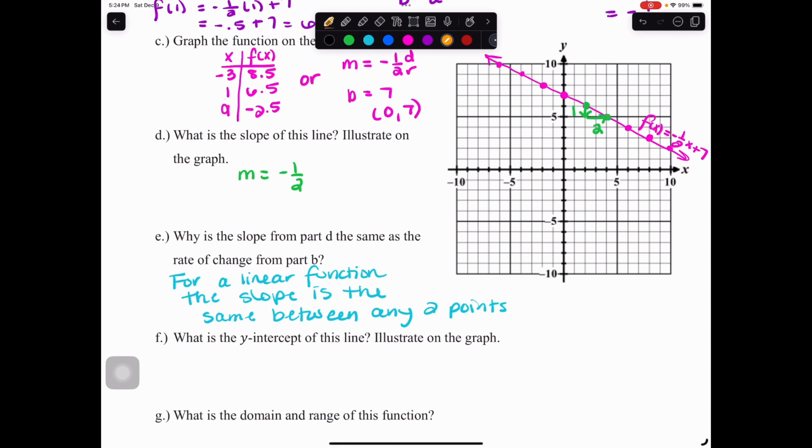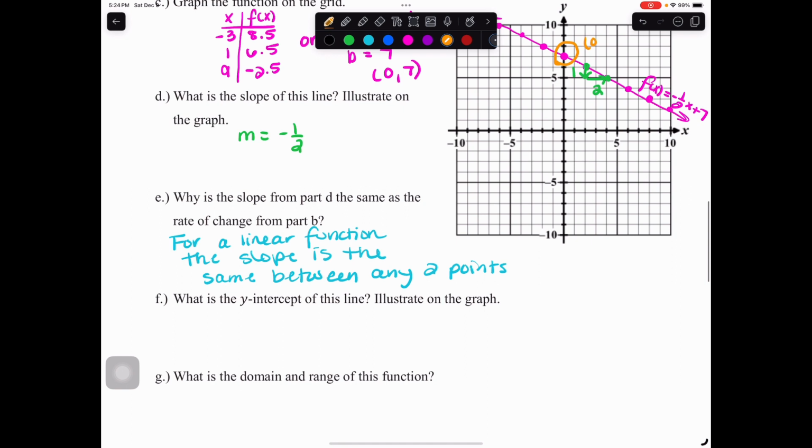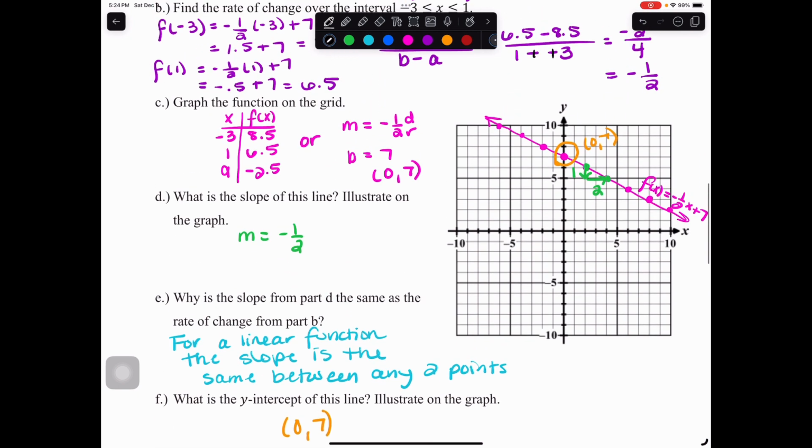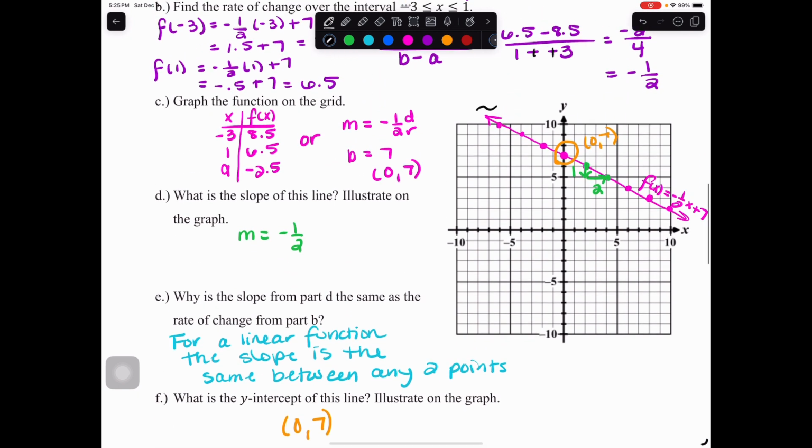Next, what is the y-intercept of this line, and illustrate on the graph. Remember, the y-intercept is where it's crossing the y-axis. We'll circle there and label that as 0, 7. That's where it's crossing the y-axis. It also says in part G, what is the domain and range of this function? Also review: wherever we see arrows, we want to mark with infinity to show that it's going to keep going in that direction.